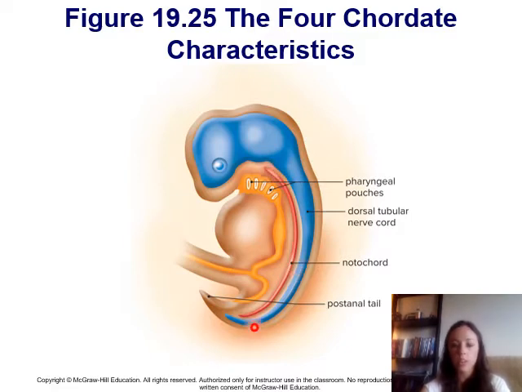The notochord is going to be that red line there, just underneath the dorsal tubular nerve cord. The pharyngeal pouches are going to be just underneath the dorsal tubular nerve cord at the upper part of the body. And then the postanal tail is going to be more toward the bottom part of the organism.